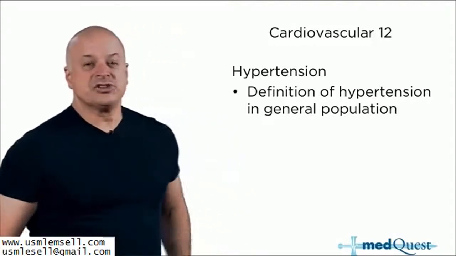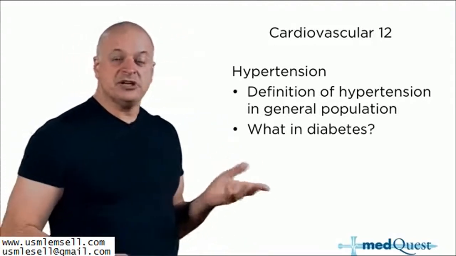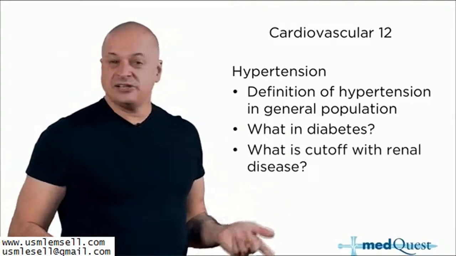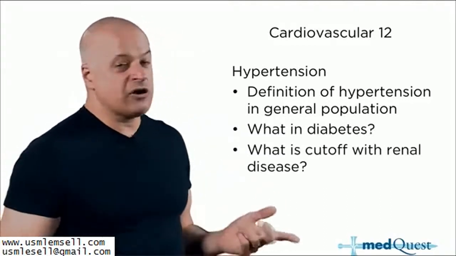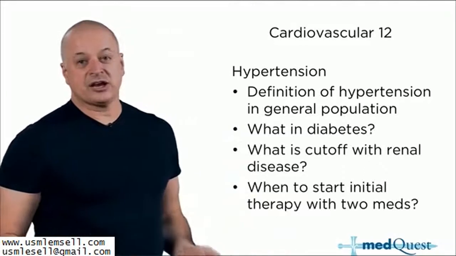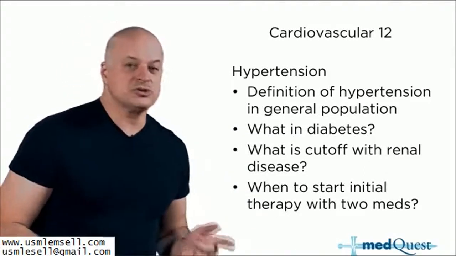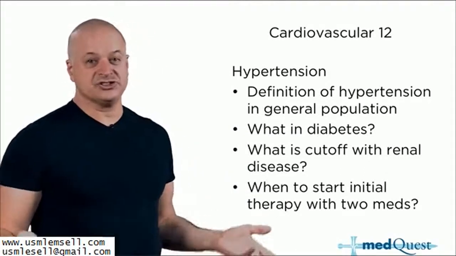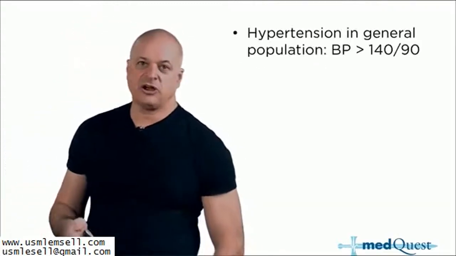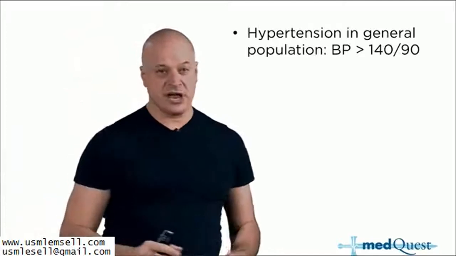That's right. So the definition is different in the general population, so what is it in diabetes? And basically, what is the cutoff in renal disease? And here, what do you do to start initial therapy with 2 medications? So the change is that in the general population, the cutoff for blood pressure is 140/90.